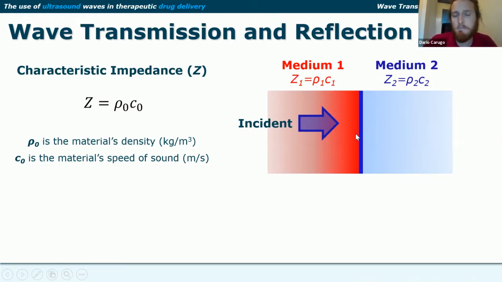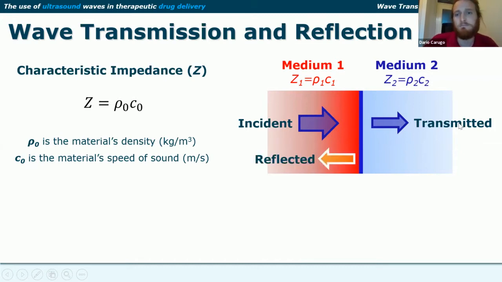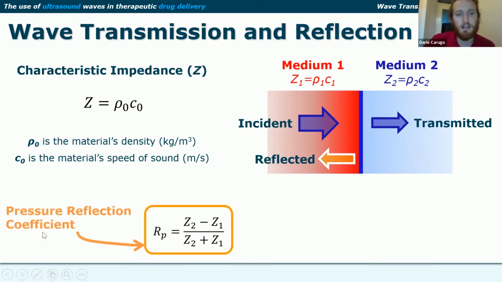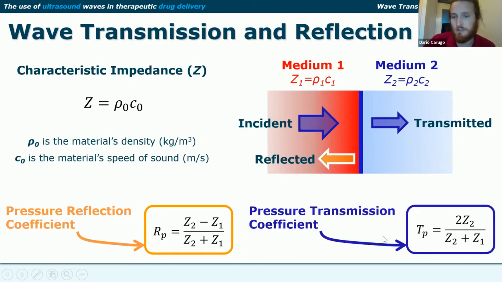So what's likely going to happen when this wave encounters an interface with a second material is that part of this wave will be transmitted into the second material and part of this wave will be reflected backwards. So I should say also that the second material may have a different acoustic impedance Z2 equal to ρ2 C2. So there are some mathematical parameters that help us understand what is the proportion of the incident wave that gets transmitted as opposed to the wave that gets reflected backwards. And these are the pressure reflection coefficient and the pressure transmission coefficient.